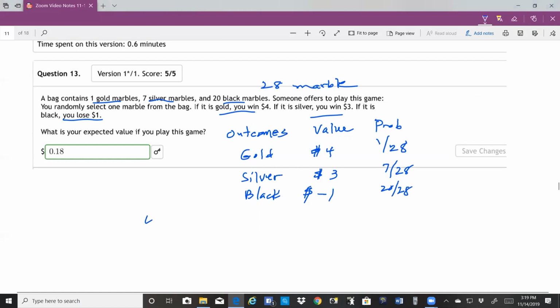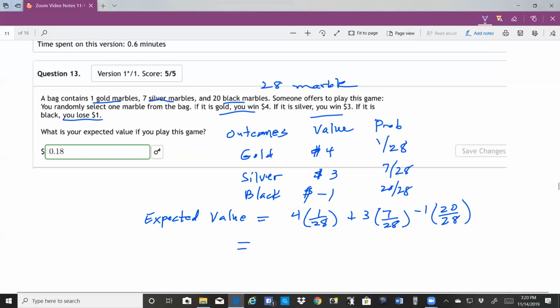And so the expected value is equal to 4 times 1 over 28 plus 3 times 7 over 28 minus 1 times 20 over 28, which is equal to 4 plus 21 minus 20 over 28, which is 5 over 28, which rounded to the nearest cent is 0.18. So actually the expected value is to win about 18 cents.